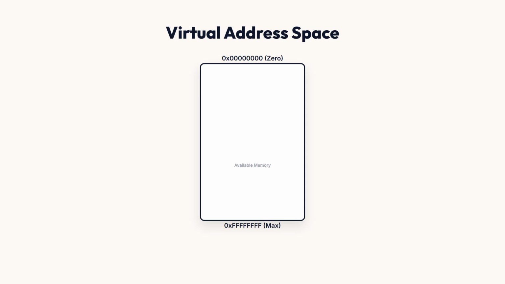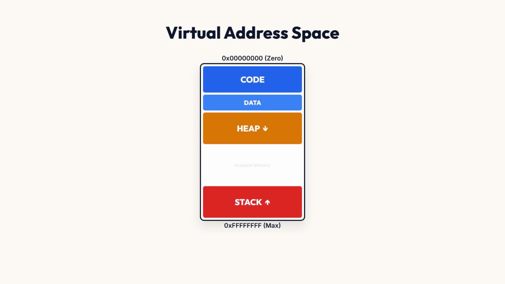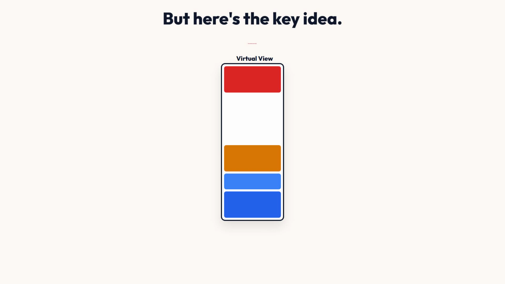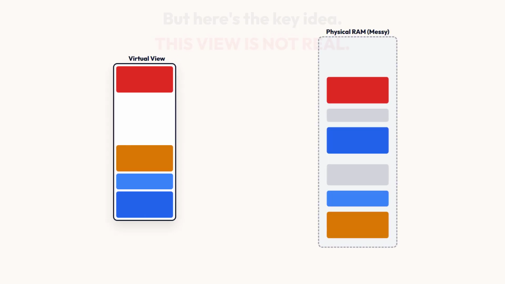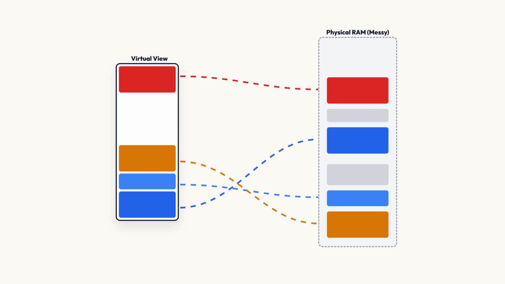Inside this view, memory looks well structured. Your program code is there, the heap handles dynamic memory, and the stack takes care of function calls. And as the program runs, heap and stack can grow. But here's the key idea. This view is not real. In reality, the program's memory is scattered across different parts of RAM. But the program doesn't know that. It only sees the clean virtual view.